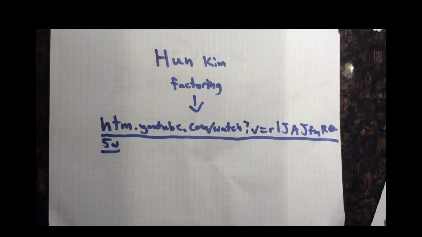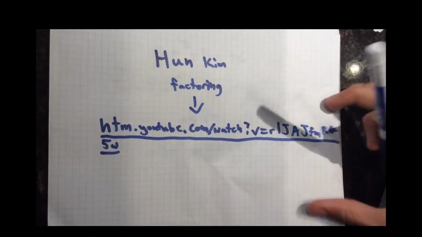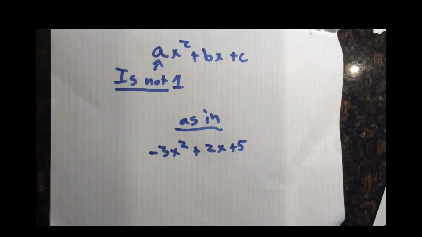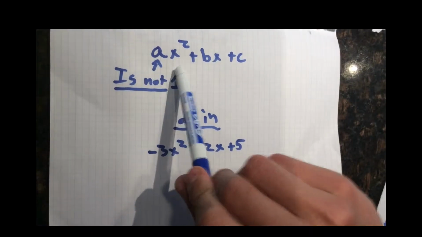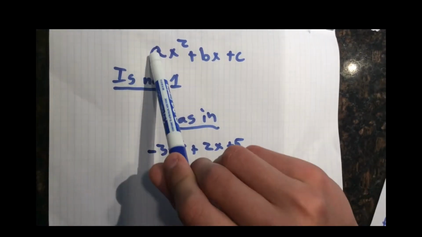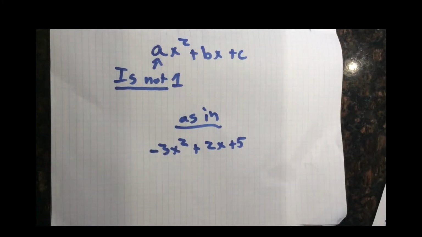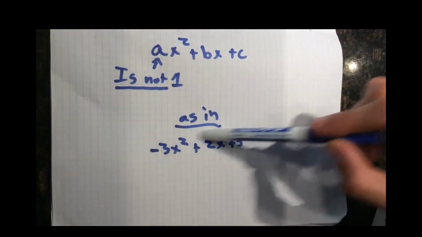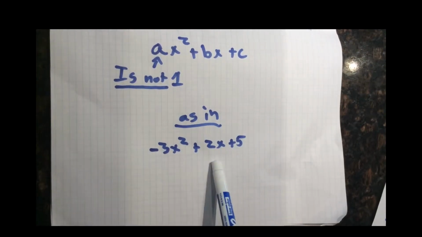Hung Kim Factoring was created by Hung Kim, and you can check out his YouTube video which explains it all at this link. Hung Kim Factoring works in the form ax squared plus bx plus c, where the leading coefficient a is not 1. An example of this is negative 3x squared plus 2x plus 5, which we will now factor.